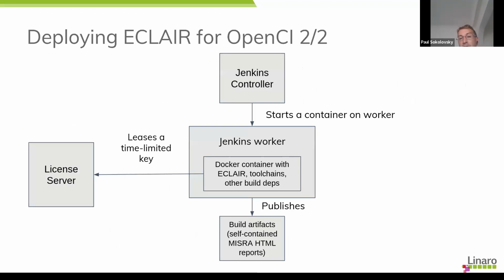So there is the Jenkins controller, the main server, with the GUI. It starts a worker which hosts Docker containers. A Docker container on initial startup requests a license key, which automatically expires after some time, even if we don't return it. So it all works pretty robustly. Then there is the build process, which runs a number of configurations with the latest iteration. After that, we produce fully self-contained HTML plus JavaScript reports, which can be browsed by anyone using a browser.